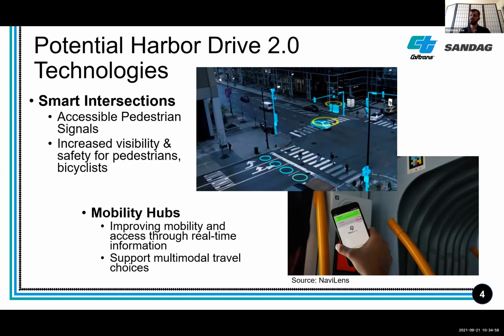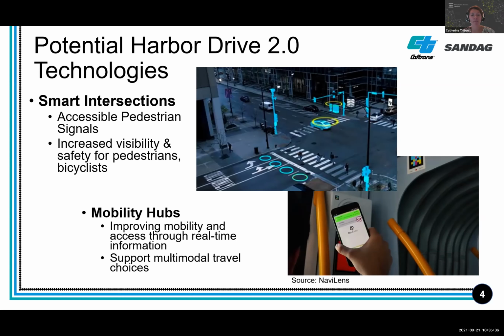But in addition to the bullet points where it says improving accessible pedestrian signals and increased visibility and safety for pedestrian bicyclists, smart intersections could also include things like live traffic conditions, real-time monitoring of accidents, traffic, air quality, noise, parking, among others. It could also provide priority for transit vehicles or freight vehicles at certain times of the day. It could provide priority for cyclists or pedestrians as well, depending on the area. So there's a lot you could do with smart intersections.